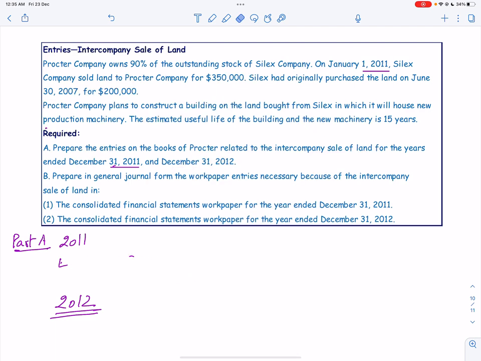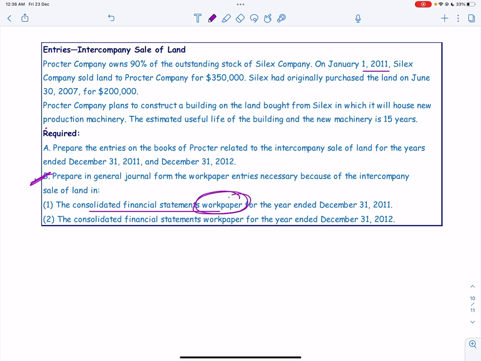Let us go to part B. Prepare in general journal form the work paper entries necessary because of the intercompany sale of land in the consolidated financial statement work paper for the year December 31, 2011. Now we are talking about the work paper, yes, only for the elimination. So when the cost of the land was 200,000 and they have sold it for 350,000, we have to eliminate the gain. There is a gain of 150,000.